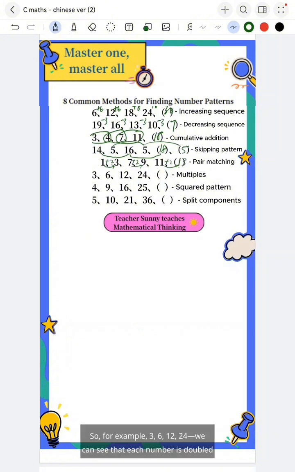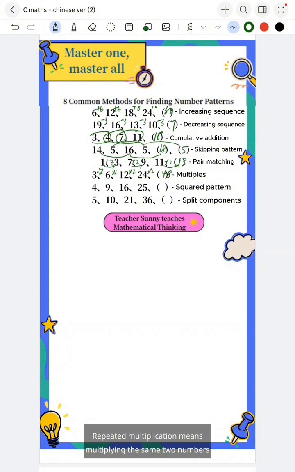So for example, 3, 6, 12, 24, we can see that each number is doubled. So 3 times 2 equals 6, 6 times 2 equals 12, 12 times 2 equals 24, and 24 times 2 equals 48. The seventh pattern is repeated multiplication.